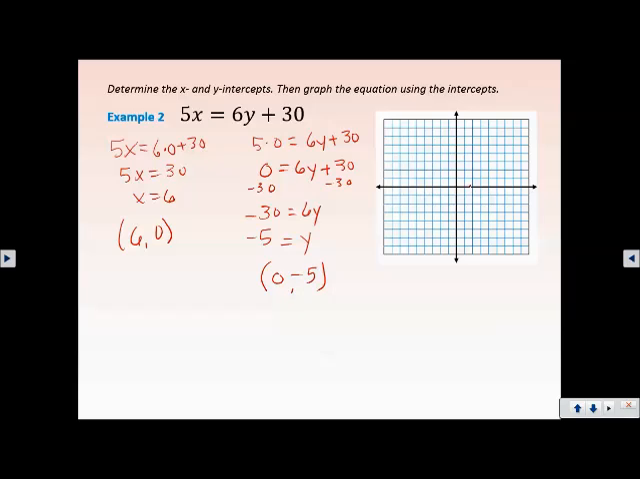So let's go ahead and plot those. 6, 0 is right here. 0, negative 5 is down here. Don't forget to make a nice long line that goes all the way across your graph. Use a ruler, draw arrows.